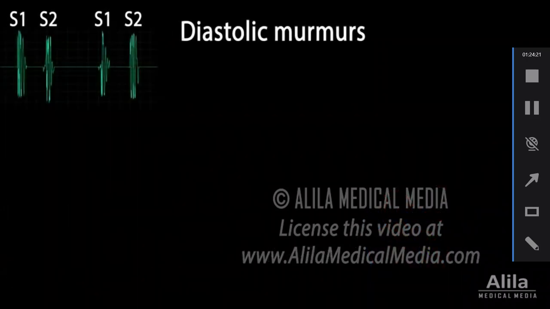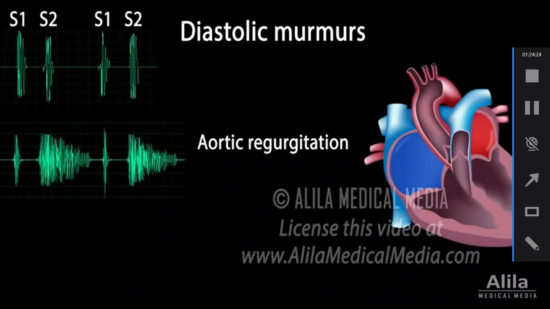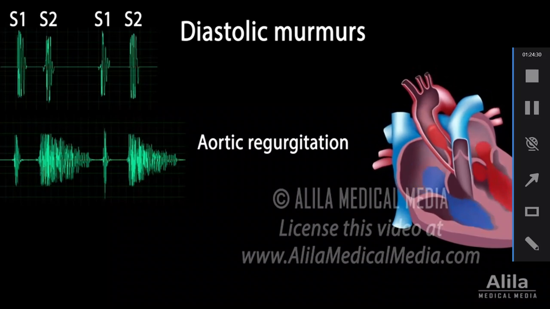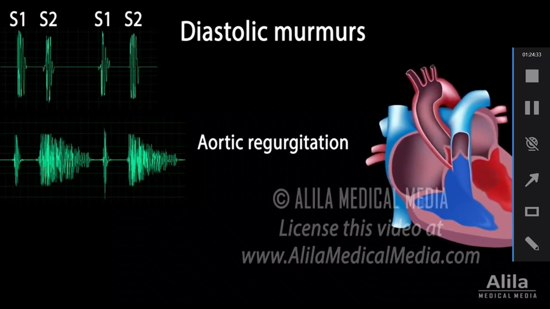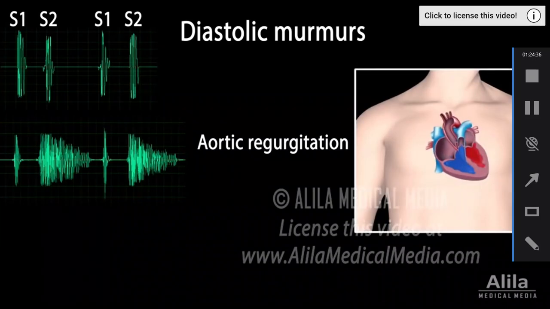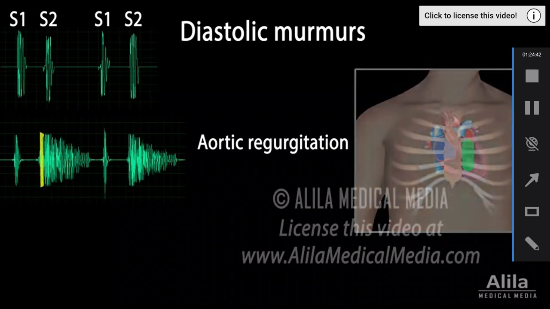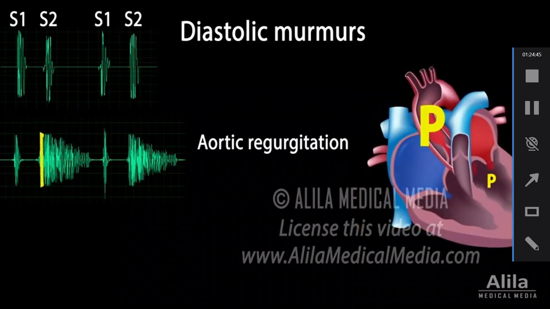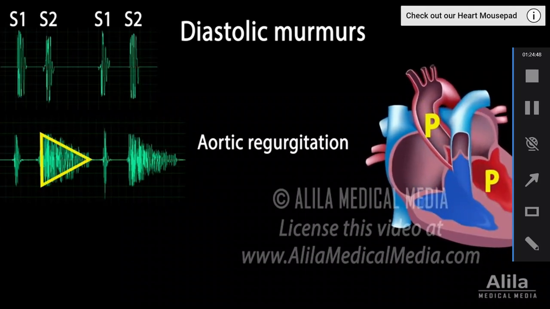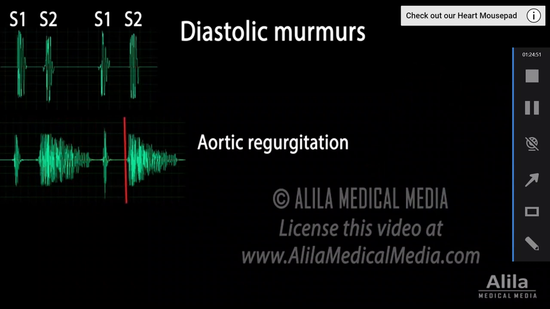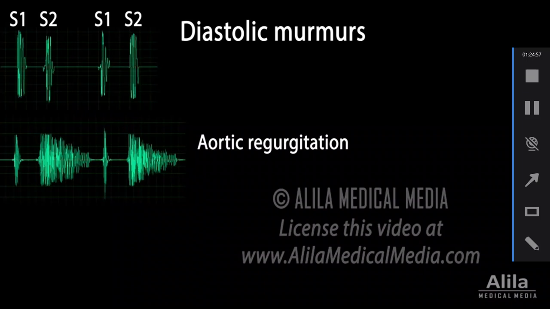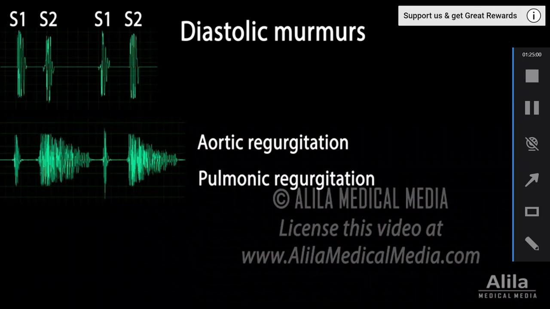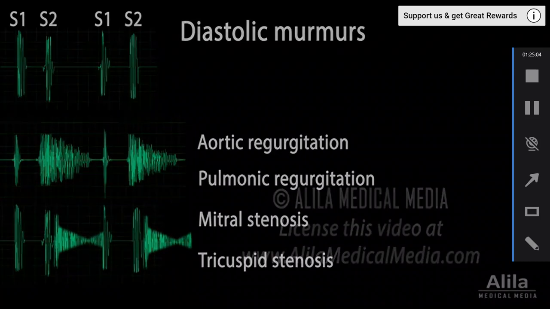An example of diastolic murmurs is aortic valve regurgitation. This is when the aortic valve does not close properly, resulting in blood flowing back to the left ventricle during diastole, the filling phase. As the blood flows in the reverse direction, the murmur is best heard not in the aortic area, but rather along the left sternal border. It peaks at the beginning of diastole, when the pressure difference is highest, then rapidly decreases as the equilibrium is reached. Other common diastolic murmurs are associated with pulmonic regurgitation, mitral stenosis, and tricuspid stenosis.